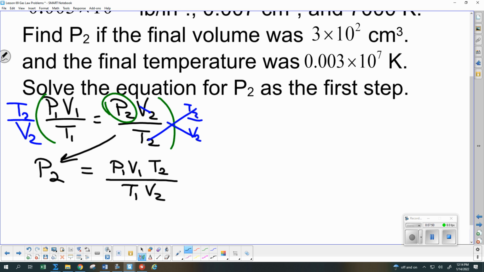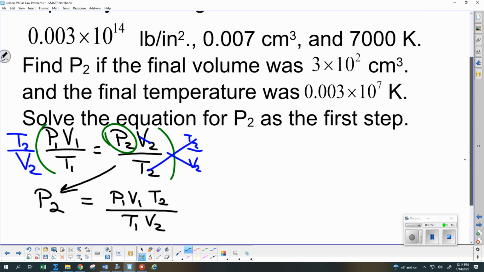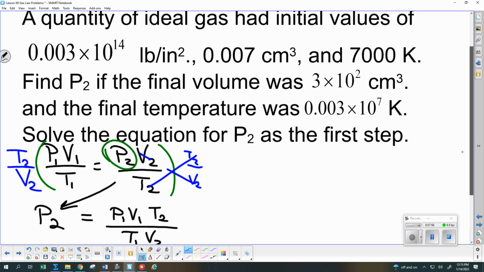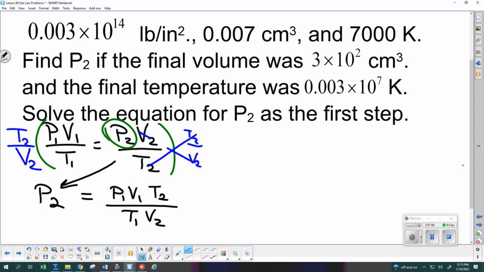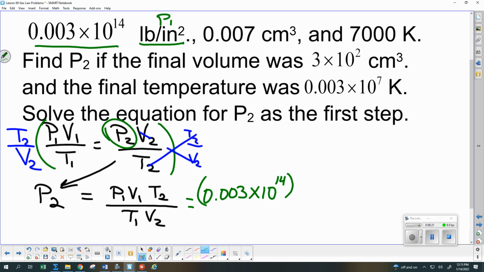Okay, now we're going to look at our problem and substitute in the information that we are given. So this ideal gas starts off with pounds per square inch. Is that a pressure or volume? What is that, Griff? That's my first pressure. So I'm going to put 0.003 times 10 to the 14th in for that P1. Cubic centimeters, that's volume. So I'm going to put 0.007 there.